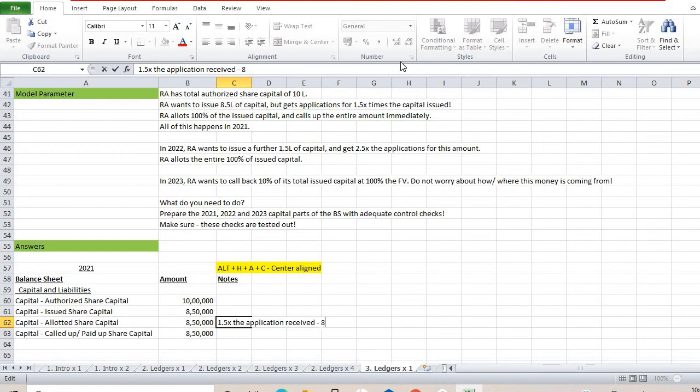They are asking for 8.5 lakhs of cash, but they received 1.5x this, right? That's basically 8.5 multiplied by 1.1. So they received 9.35 lakhs worth of cash, okay? Which means they need to refund how much? They need to refund 8.5 minus this money. 85,000 rupees has to be refunded to the applicants for whom allotment has not been made.